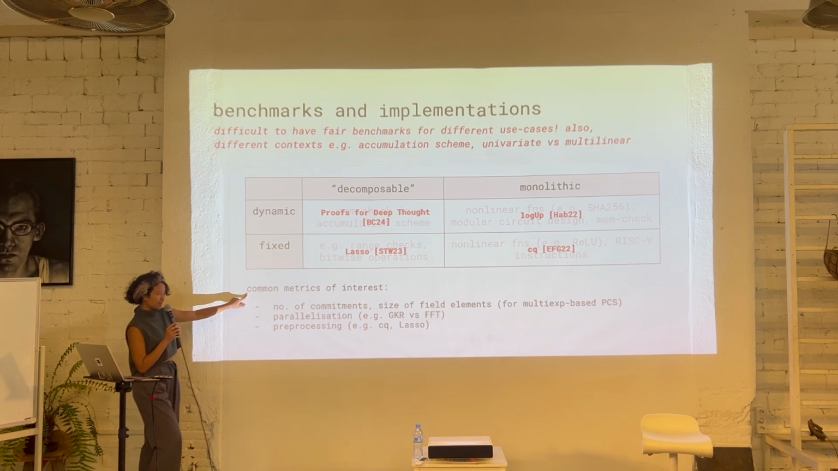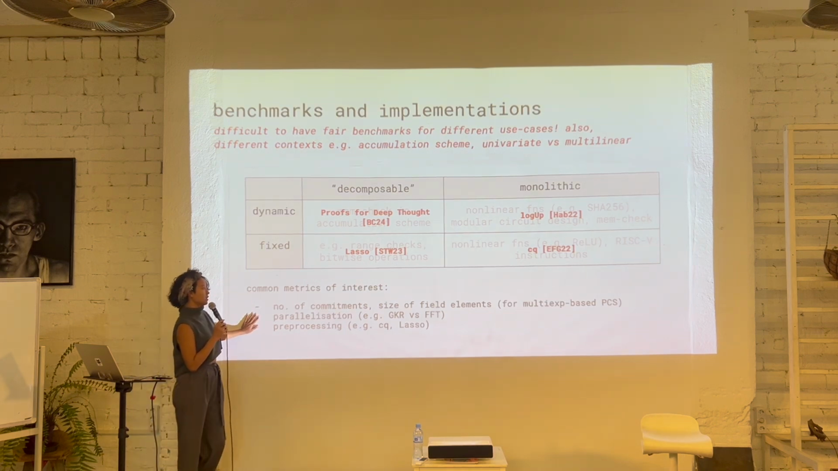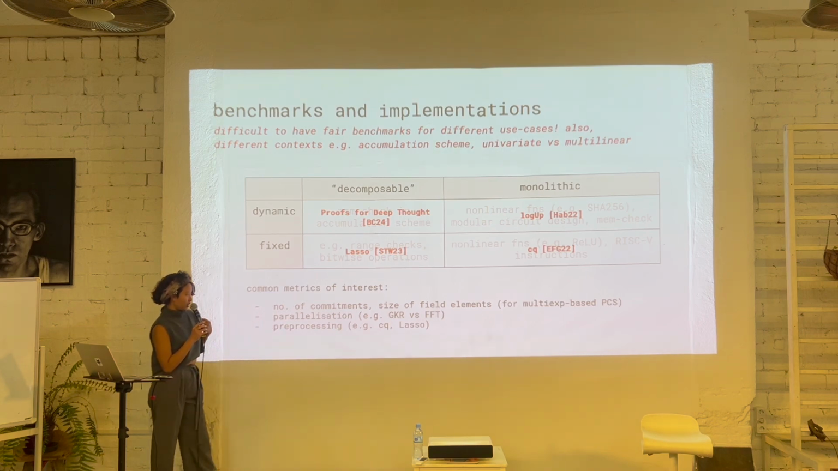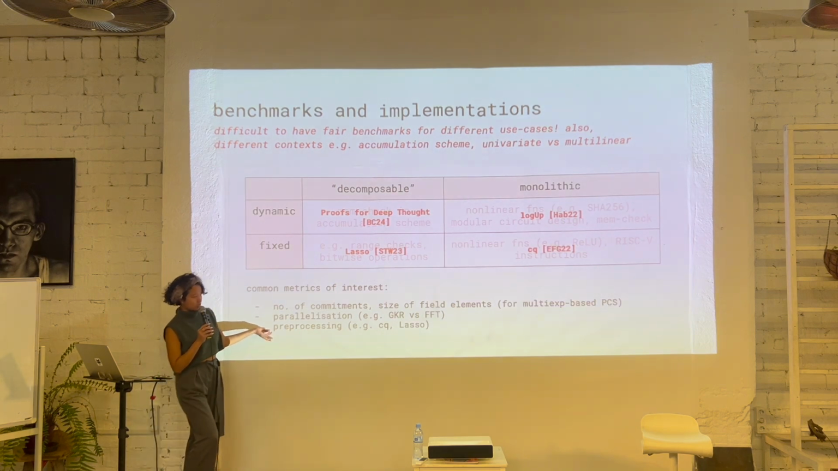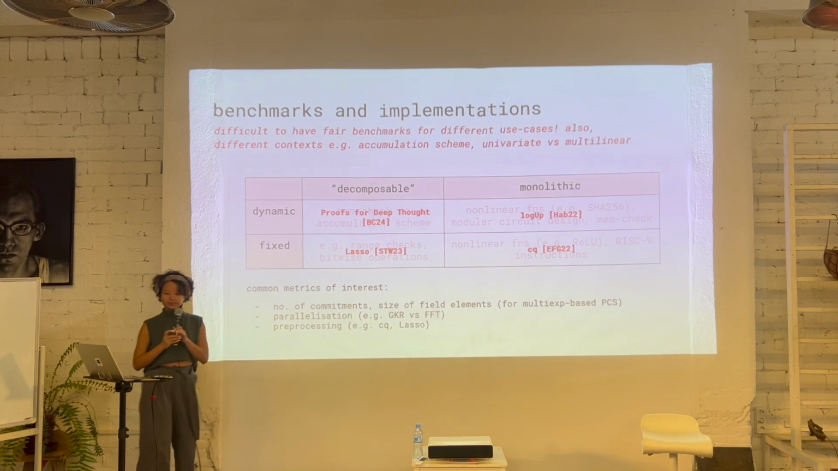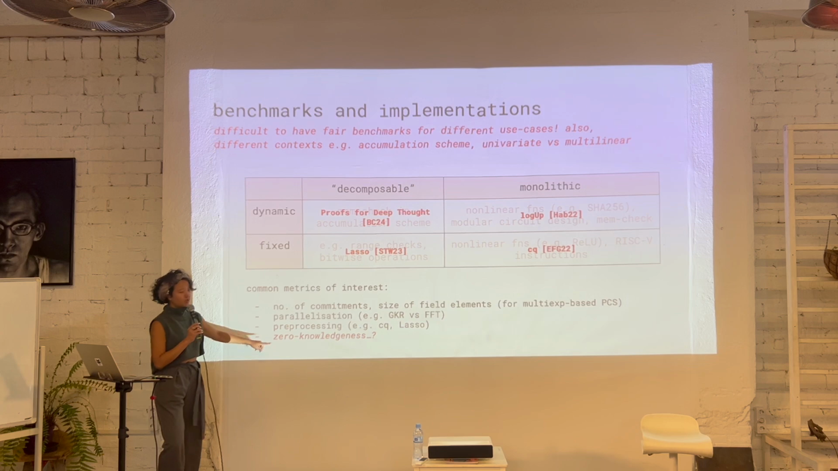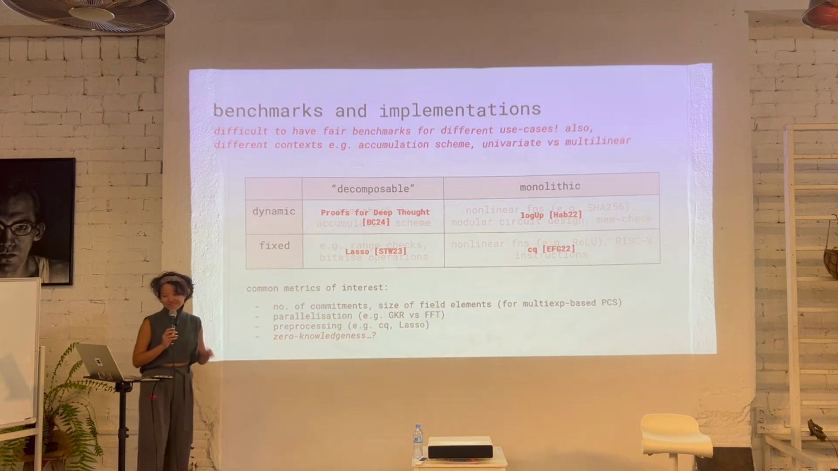Some common metrics that we're interested in could be number of commitments, like we discussed. It could be how parallelizable the argument is. It could be how much pre-processing it needs. And also, maybe zero knowledgeness, do we care?